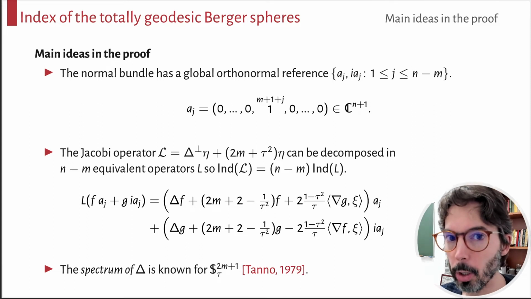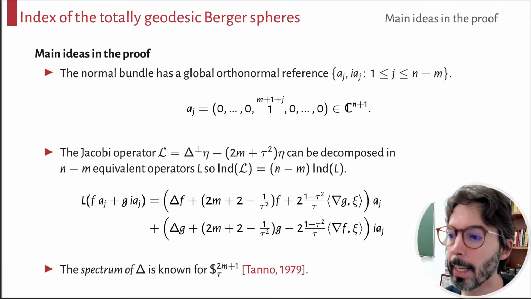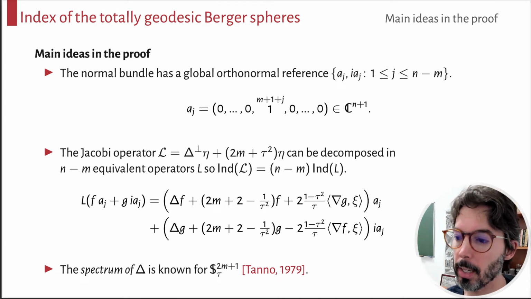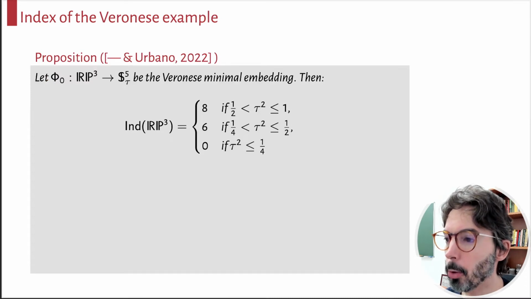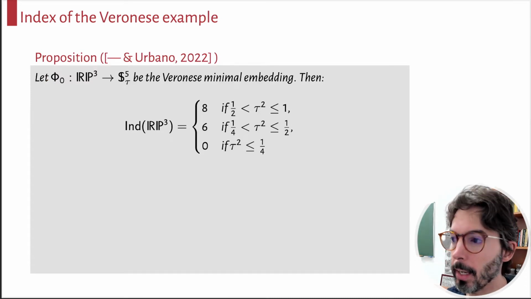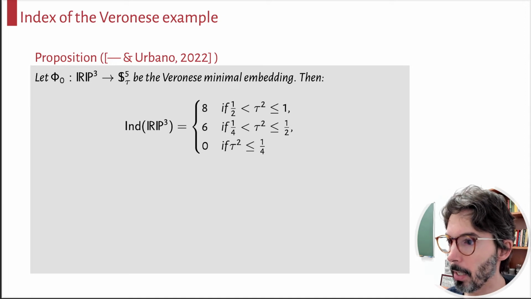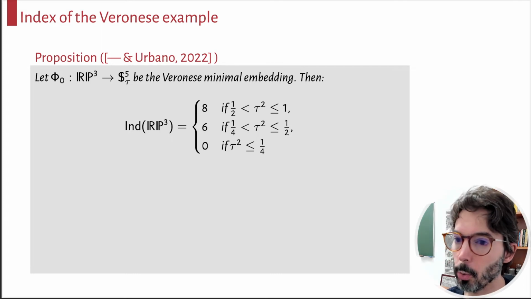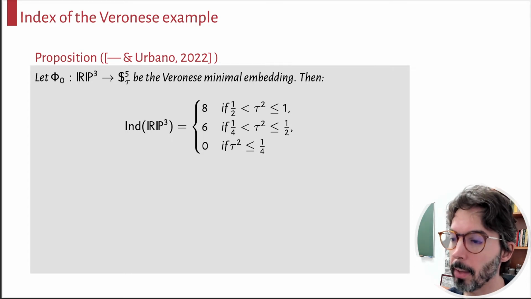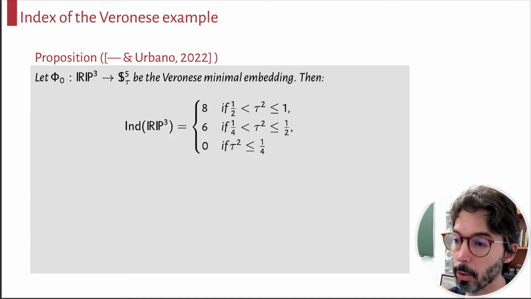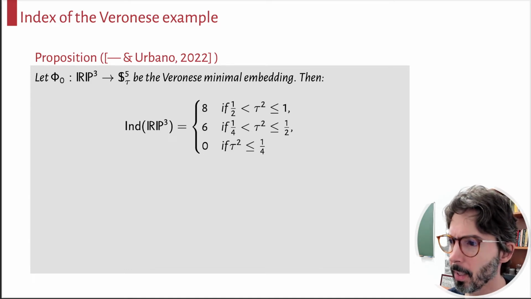It is also possible to compute the nullity of the totally geodesic Berger spheres. Okay, the second proposition is the computation of the index of the Veronese example. In this case, we again see that the index of the Veronese examples is 0 for tau squared small enough, and then increases to 6 and then to 8 until we arrive at the round sphere, which corresponds to the value tau equals 1.